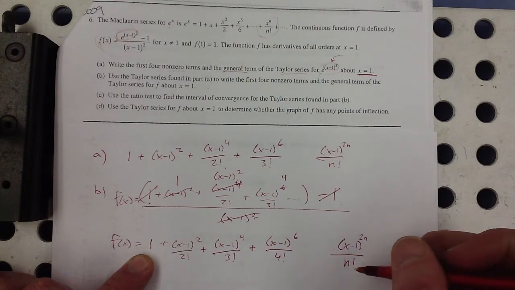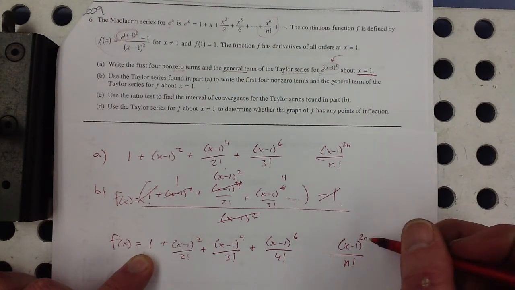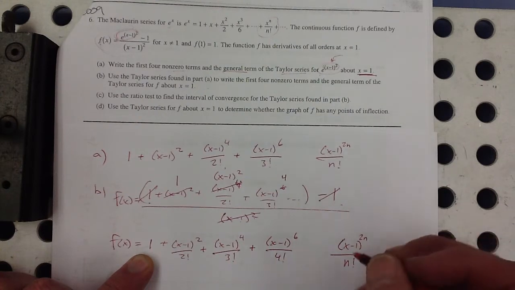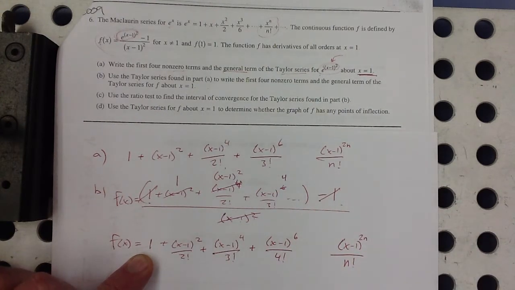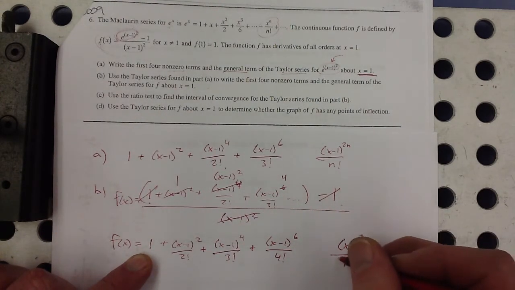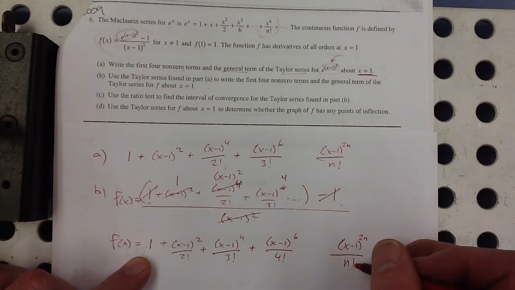But if I plug 1 into this, or maybe, well, there are 2 ways of doing this. I could either make this an n plus 1 on the bottom for the factorial and start at 0, or I can make this 2n minus 2 on the top and start at 1.